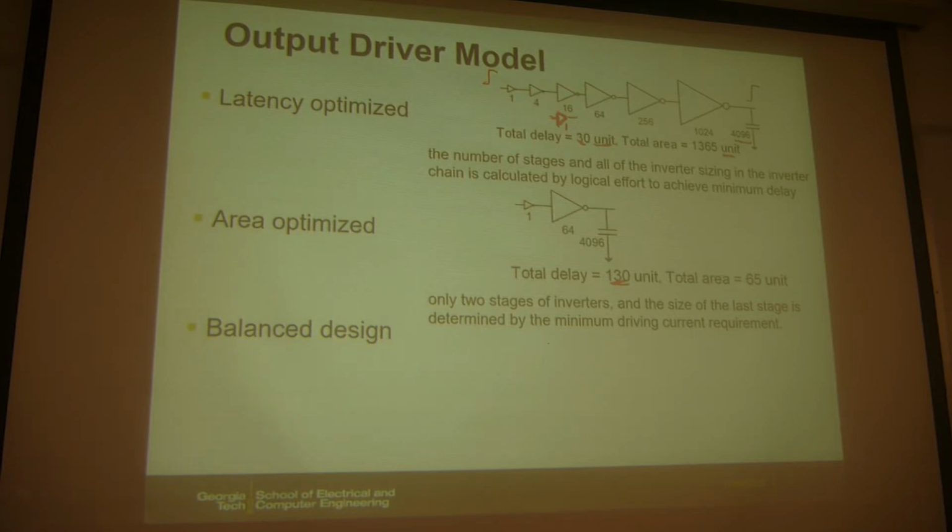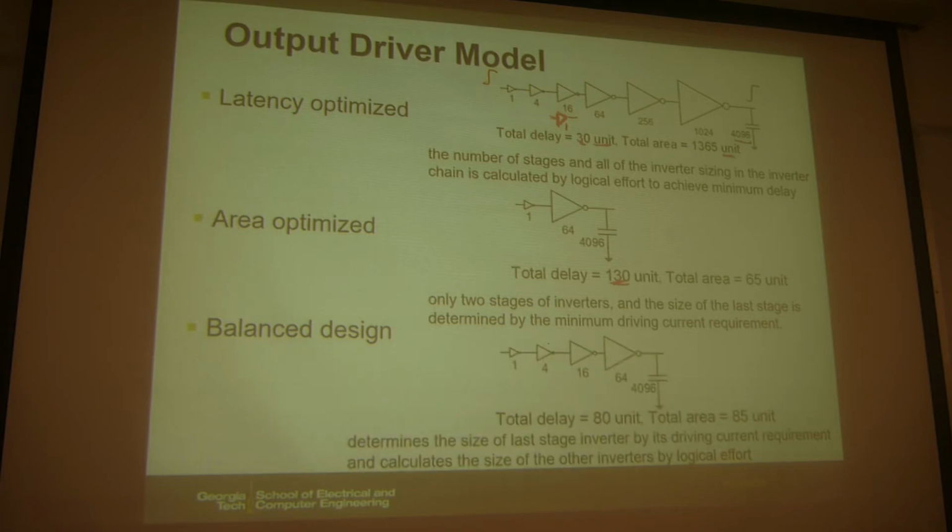Of course, then you can have a balanced design like this. Then you try to balance the delay. The delay of 80 is between this 30 and 130, and the area actually is a little bit larger than the minimal area, but it's much smaller than this one. So maybe this balanced design is what you want.